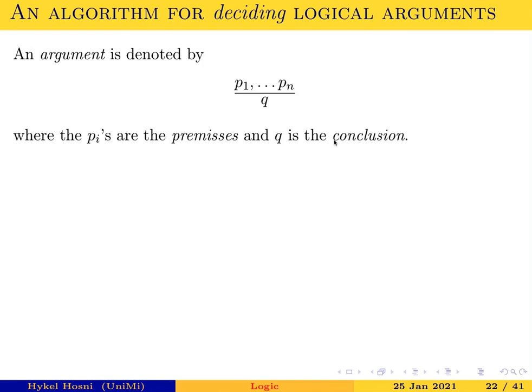Indeed, you can see with our tools that you can set up an algorithm to decide the validity of logical arguments, which is what you are interested in when you do elementary logic. Now, deciding is a technical term. A decision procedure is an algorithm that tells you yes if the argument is valid and no otherwise.